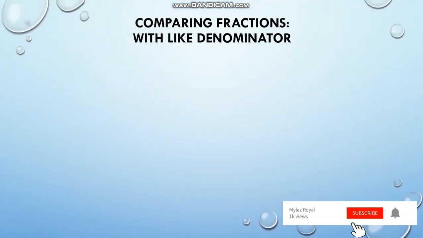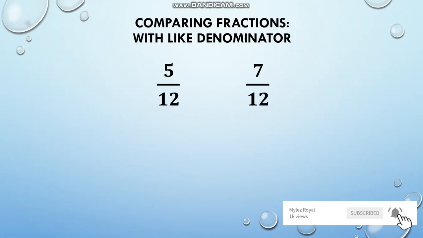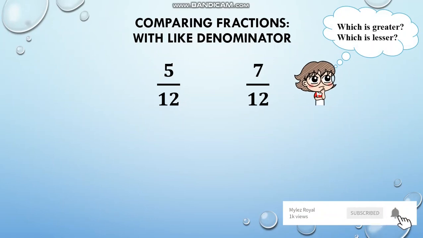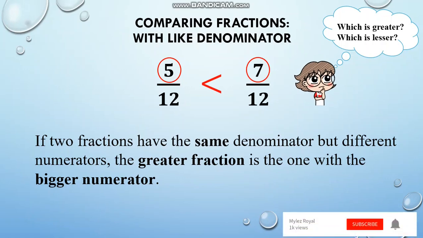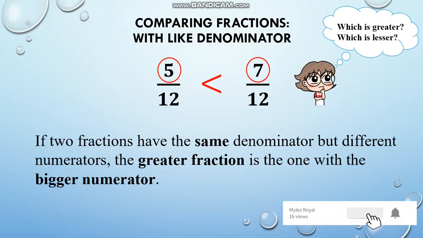Let's compare fractions with like denominators, and we know the denominators are numbers that are below the vinculum. Let's look at the fractions 5/12 and 7/12. Which one is greater and which one is lesser? Well, if two fractions have the same denominator but different numerators, the greater fraction is the one with the bigger numerator. So let's see. Of 5 and 7, which one is bigger? 7. So that tells us that 5/12 is lower than 7/12. In other words, 5/12 is lesser than 7/12.